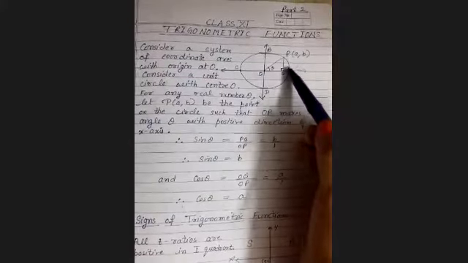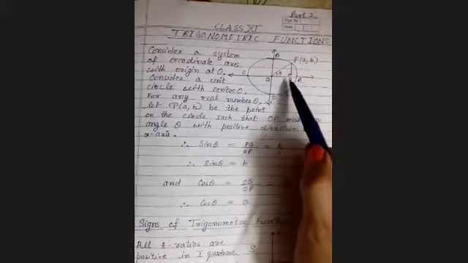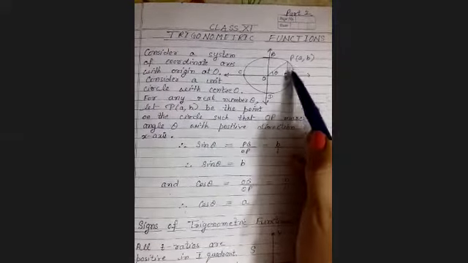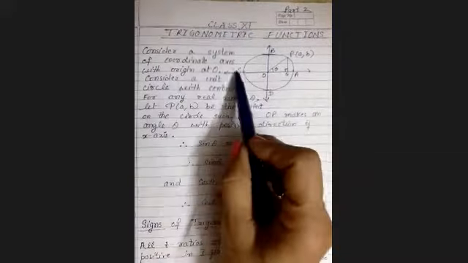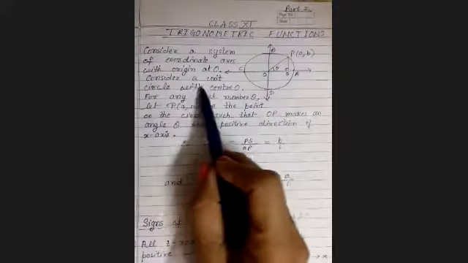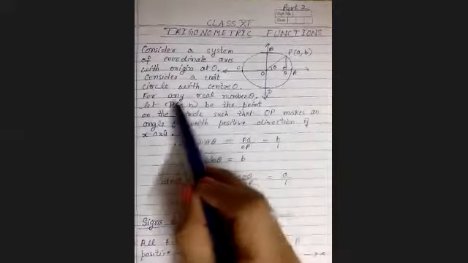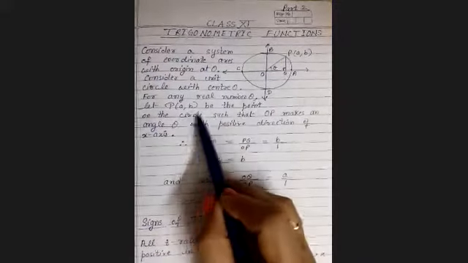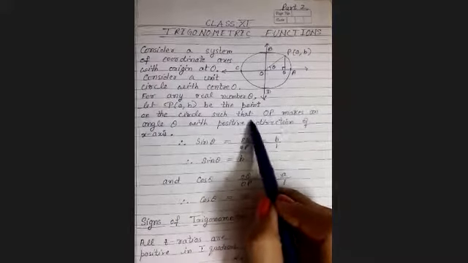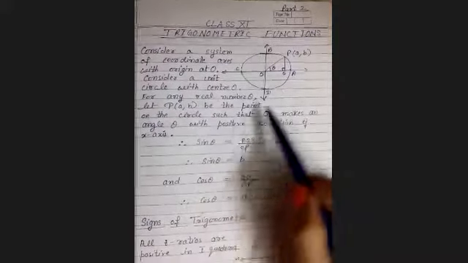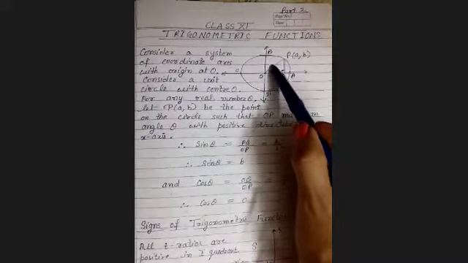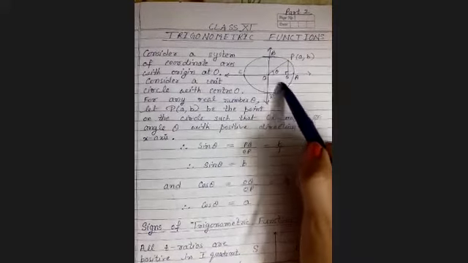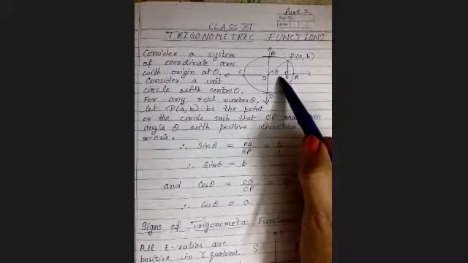We are getting a right triangle in which we are taking OQ as A and PQ as B. That's why the point P is (A, B). Consider a system of coordinate axes with origin at O. Consider a unit circle with center O. For any real number theta, let P(A, B) be the point on the circle such that OP makes an angle theta with the positive direction of the x-axis. What is the positive direction? Angle starts from this and it goes like this in anti-clockwise direction. This is called the positive direction of the x-axis.